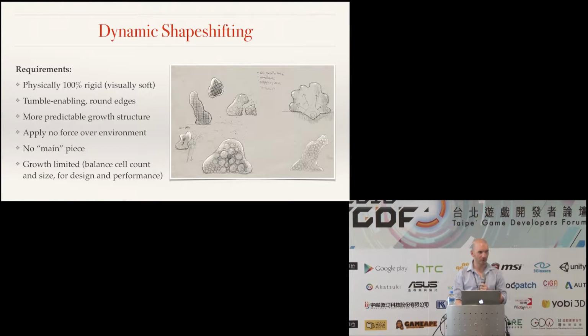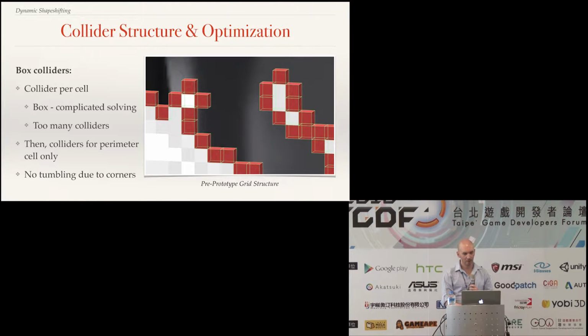The growth is obviously limited for many reasons. Most of them are design, but also in terms of tech, there's a limit to how much your processor wants to support. So we have to balance the cell count, the size, and various different parameters. Now let's talk about the collider structure and the optimization.